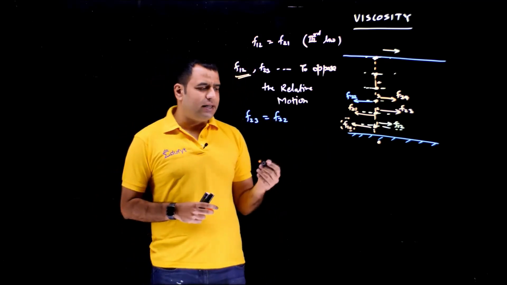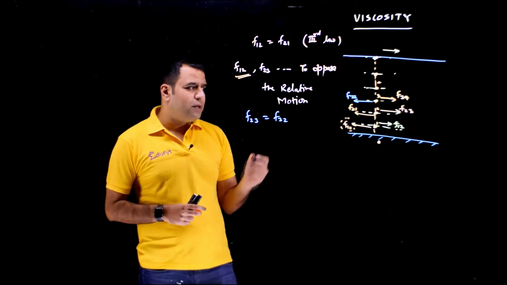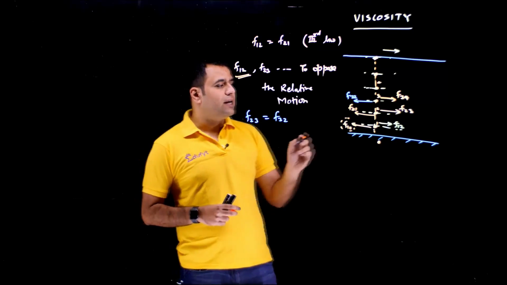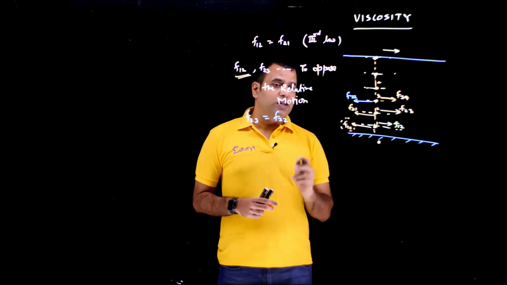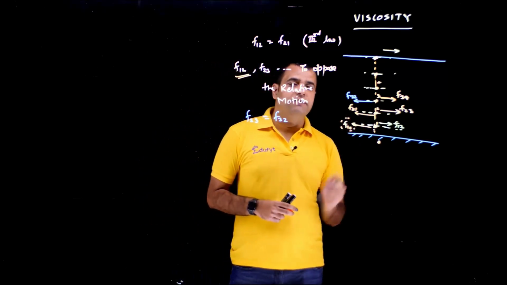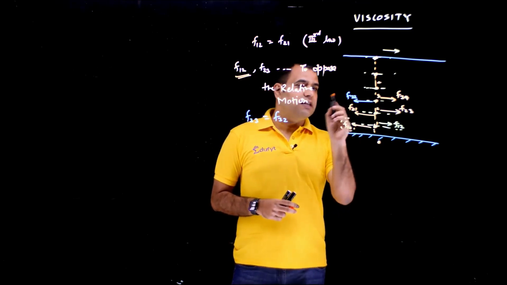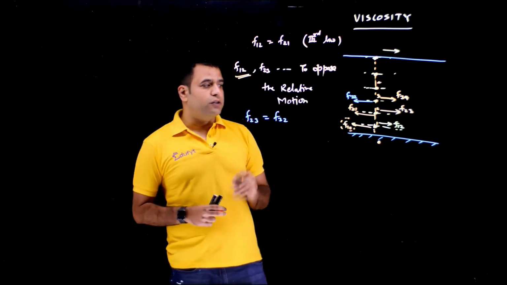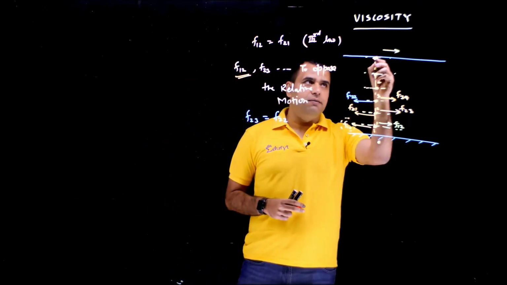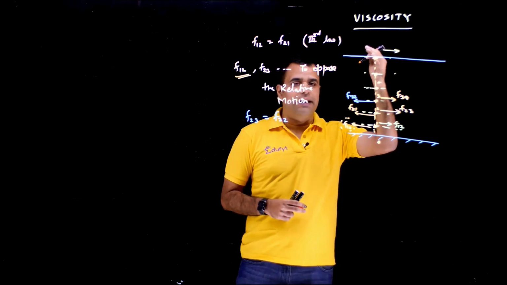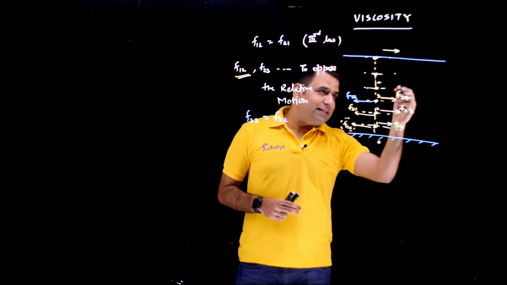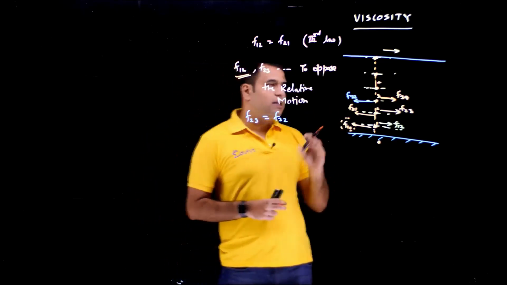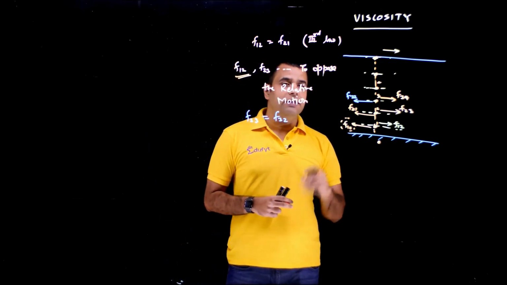If I study any particle, and for the time being I study one particle, this particle 1 is experiencing two forces. One is F10 and second is F12. Particle 2 is also experiencing two forces, F21 and F23. Particle 3 is also experiencing F32 and F34. Each and every particle will experience two forces except the top one, because the moment you reach the topmost particle, there is nothing above. So this type of force will not come. So the topmost particle will experience only one force. Other than that, each and every particle is experiencing two forces.